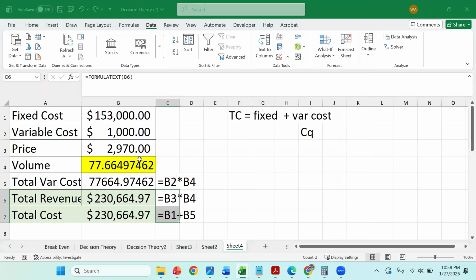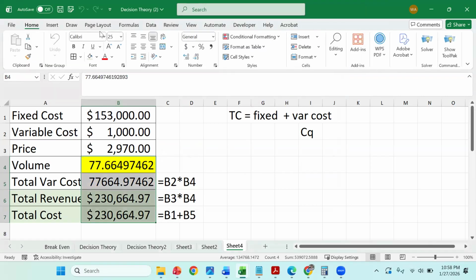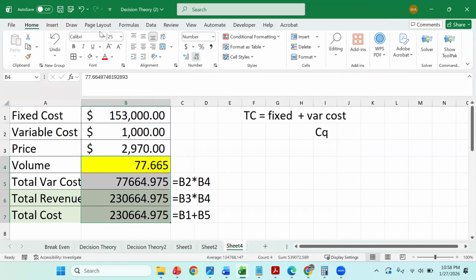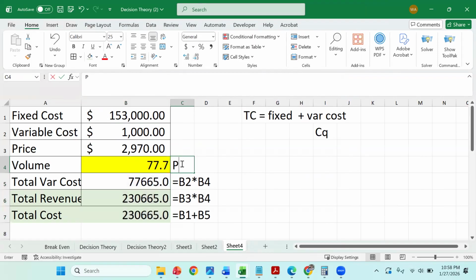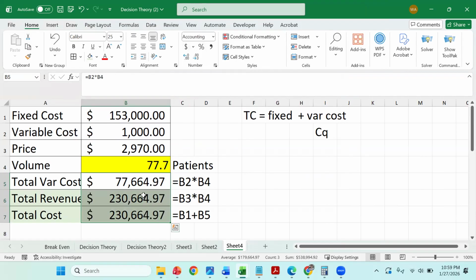Okay. It's going to give me my solutions, maybe a bit too many decimal points. You can always reduce the decimal points as much as you want. Over here, let me reduce this. Okay. So keep in mind my volume here is the number of patients, and all these others are going to be cost. So these are dollars. Okay. So at break even, we're going to have about 78 patients, and our total revenue at break even is going to be $230,665. And our total cost will be the same at break even because those two cost curves intersect.